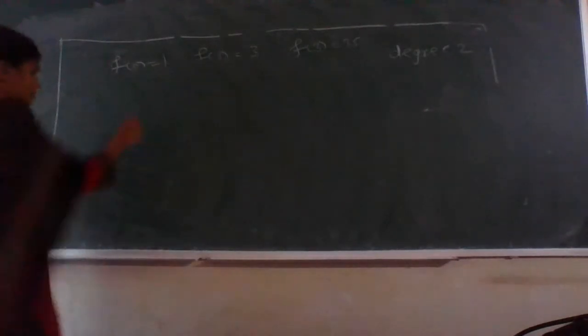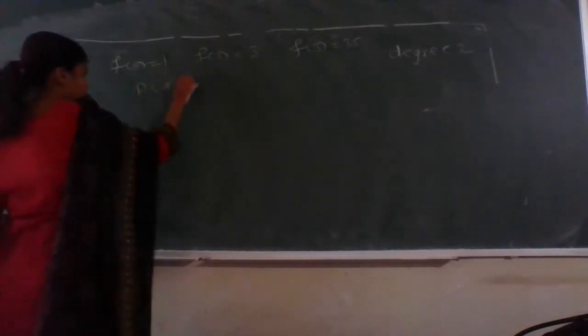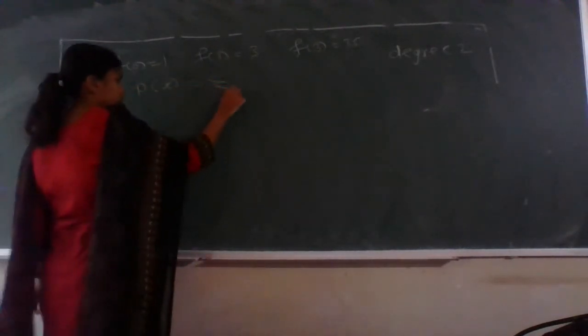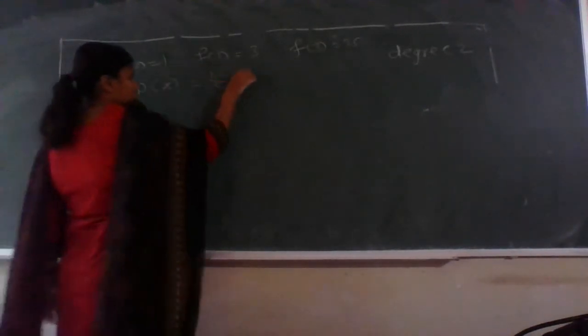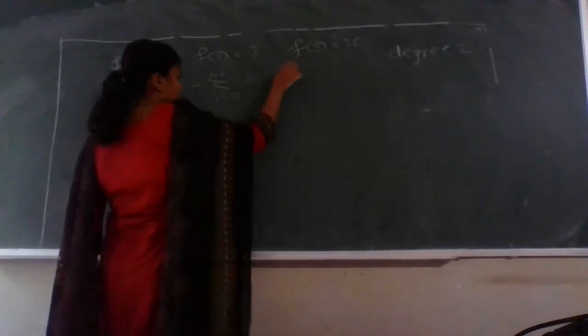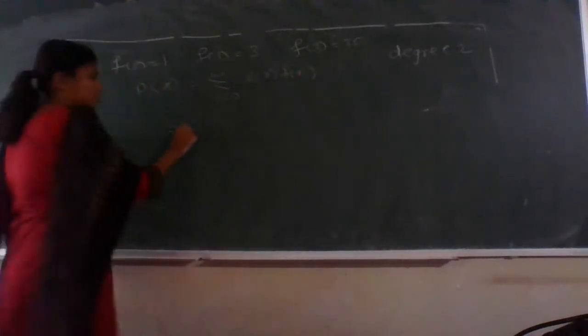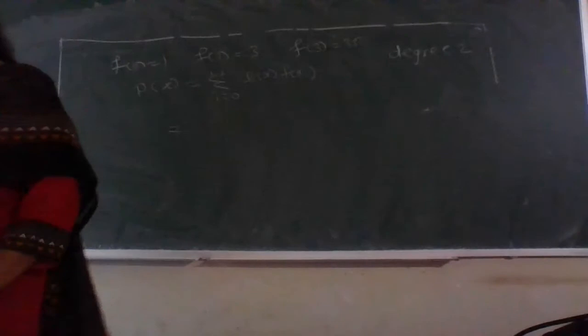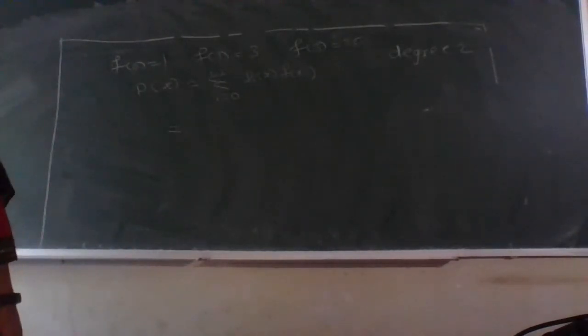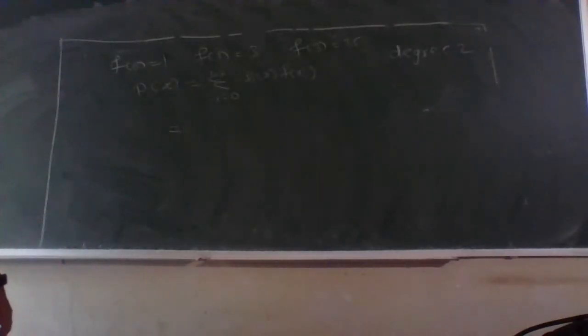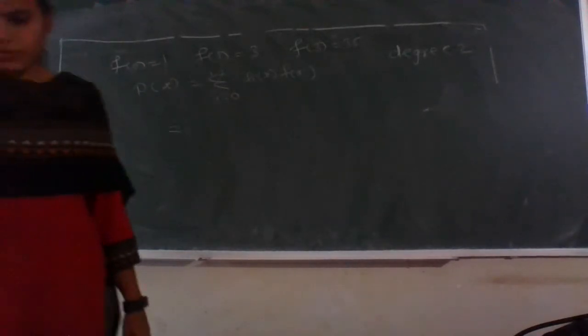What will be the P of x now? P of x is equal to the summation over i from 0 to 2, L_i of x into f of x_i. What will the polynomial be now? P of x is equal to this polynomial. For that, first we have to find out the values of L0 of x, L1 of x and so on. Correct?